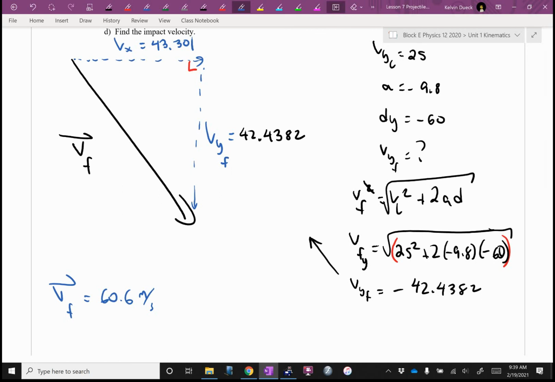Where's the theta going to go? Top left or bottom right? Color, color, color. Vy, hey, that's opposite. Vx, hey, that's adjacent. Which trig function has an O and an A in it?